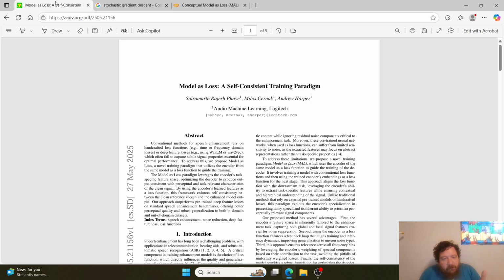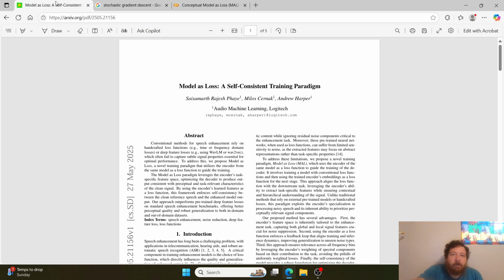Look at the physics of geometry and digital topology. Investigate those two concepts and start there, and research around them. If I could compile a list of papers around it, that might be a good starting resource, so I'll probably do that in a future video. But here we have a model as a loss, a self-consistent training paradigm.